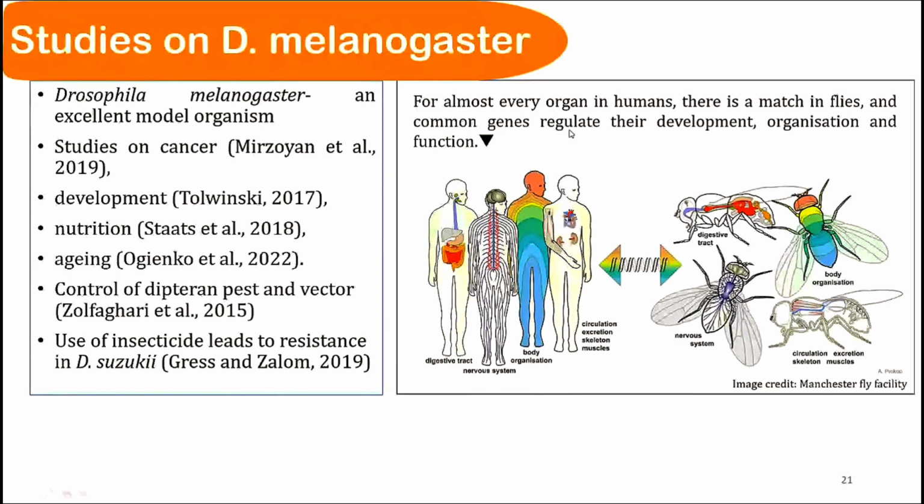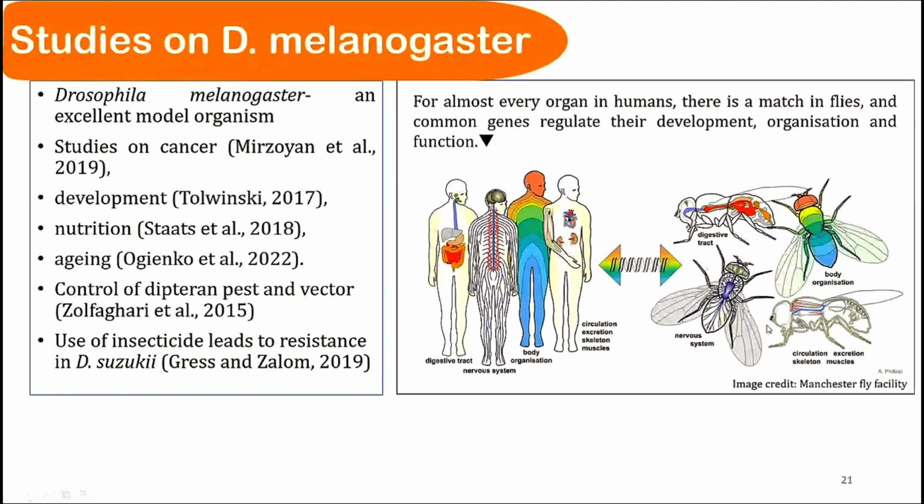For almost every organ, there is a match in the fly. So that is why, if you are carrying out studies on Drosophila as a model organism, it is going to be a wonderful choice, because it almost replicates everything in human beings with respect to the expression of the genes in the corresponding part of the human being.